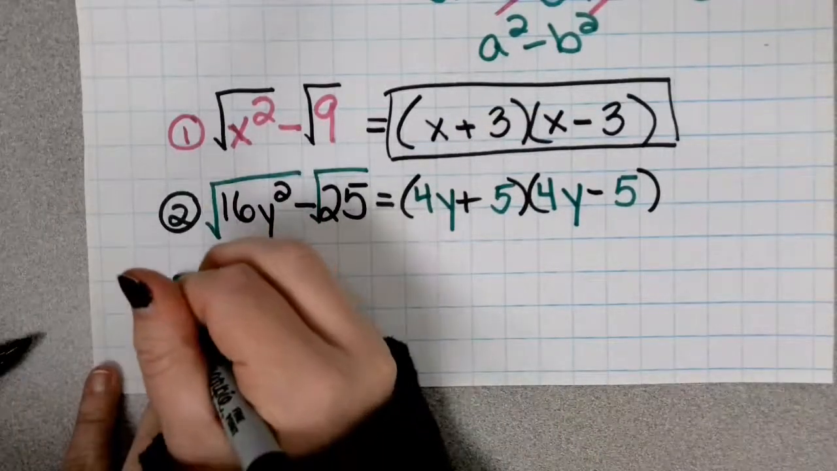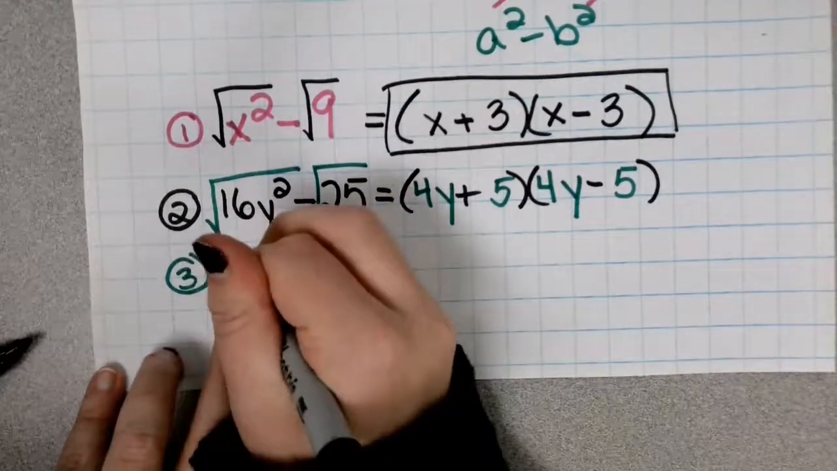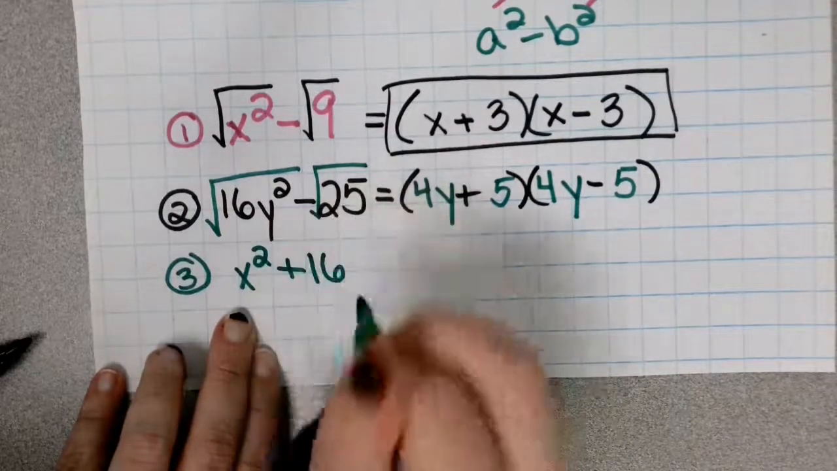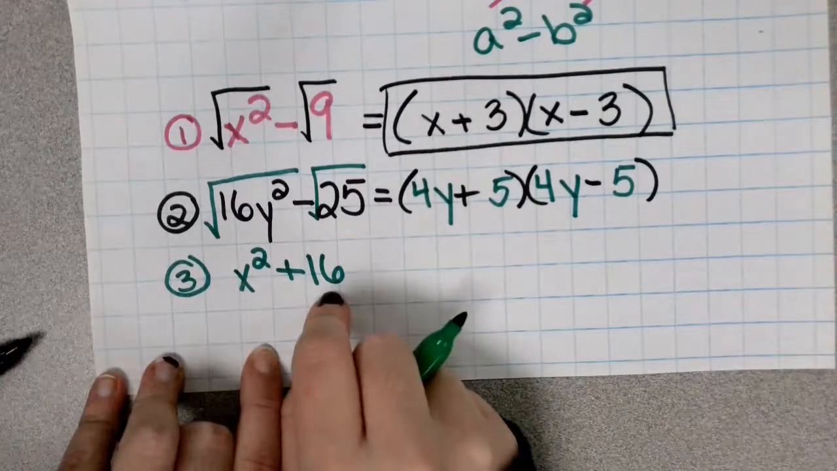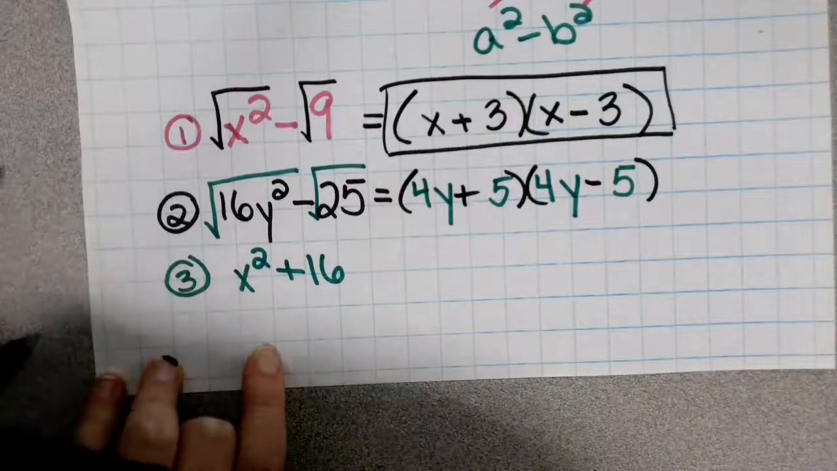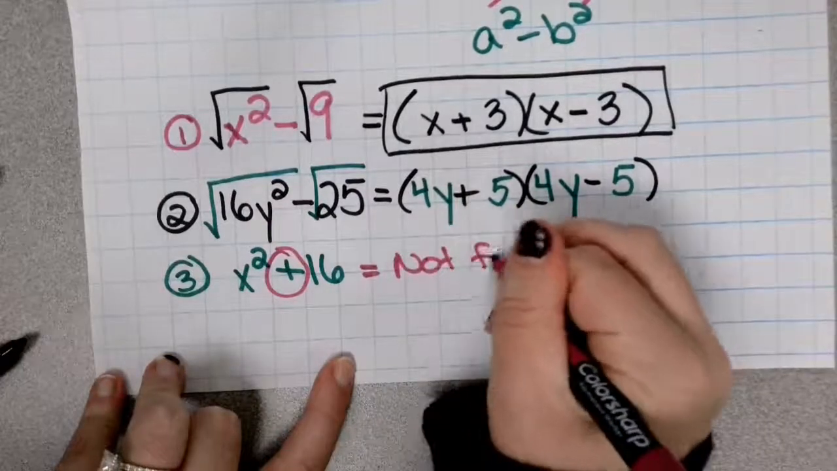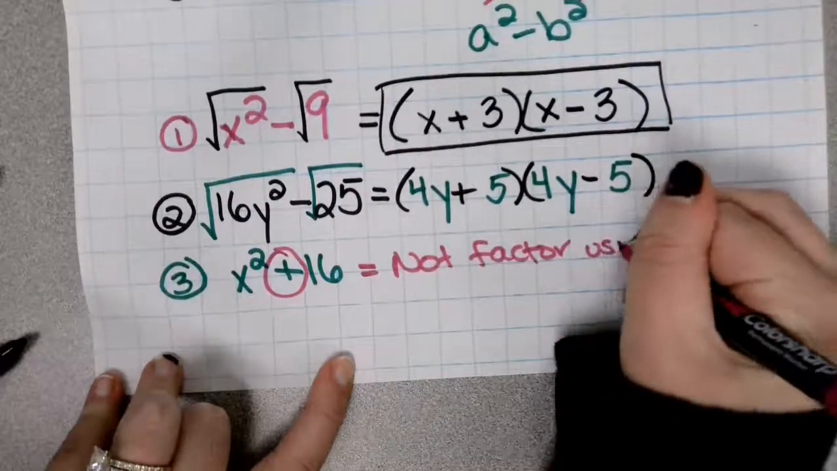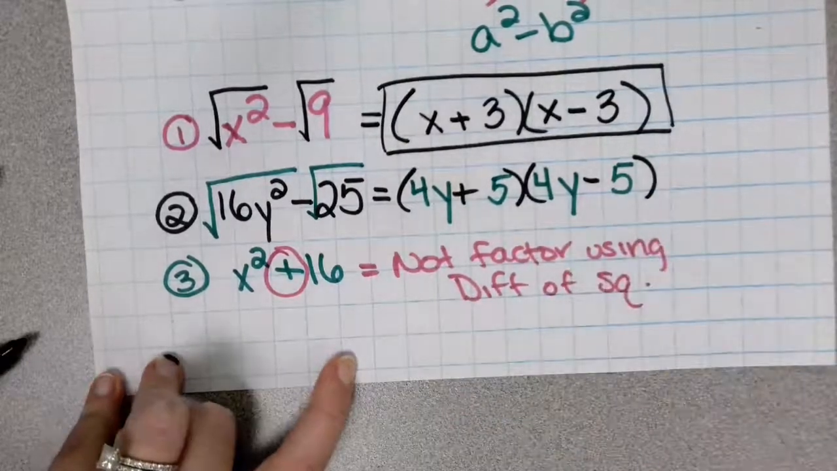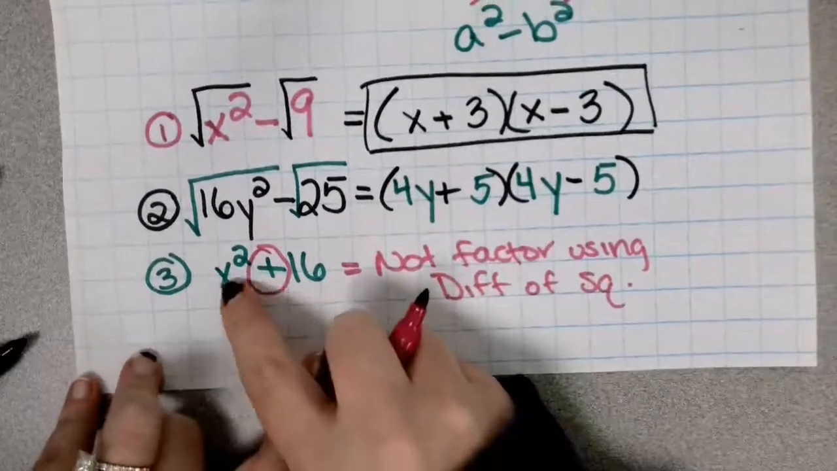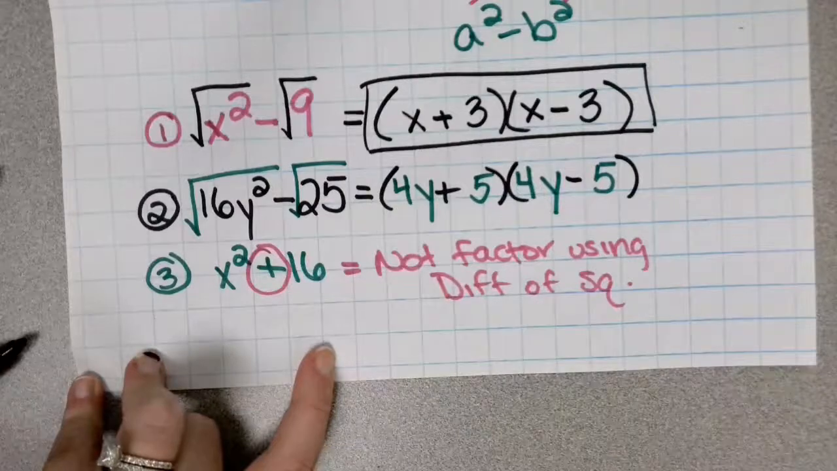Number 3, the third example, will be x squared plus 16. x squared and 16 are both perfect squares, but there's a plus sign here, which means we cannot factor using difference of squares. We also notice there's no greatest common factor, so we can't pull anything out. So this is the factored form of that polynomial.